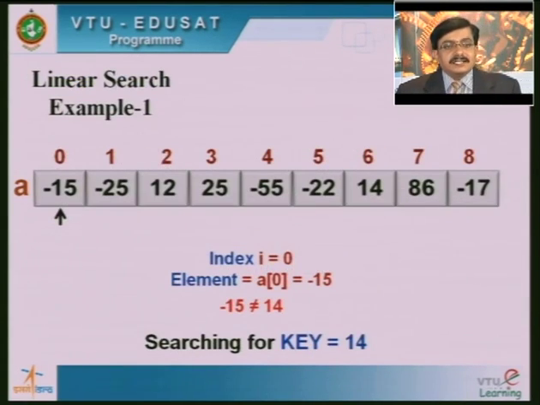Now consider this particular list of elements. Here A is an array of 9 elements, where A of 0 is minus 15, A of 1 is minus 25, A of 2 is 12, A of 3 is 25, A of 4 is minus 55, A of 5 is minus 22, A of 6 is 14, A of 7 is 86, and finally A of 8 is minus 17. Let us assume we are searching for a particular key element, say 14. We want to look for the 14.